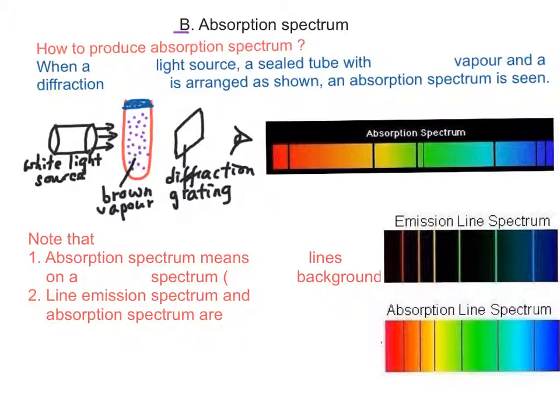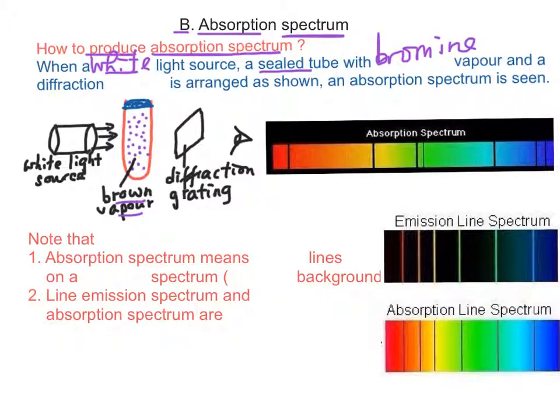Part B, absorption spectrum. How to produce an absorption spectrum? When a white light source which produces a continuous spectrum, a sealed tube with bromine vapor, and a diffraction grating are arranged as shown, an absorption spectrum will be seen on the screen.